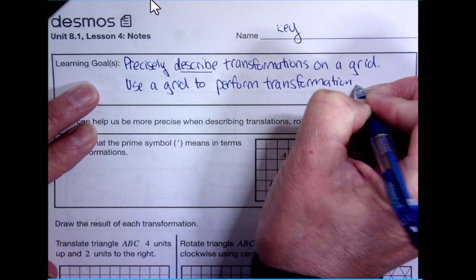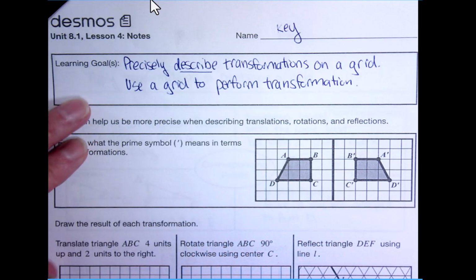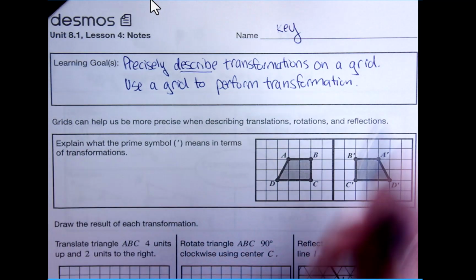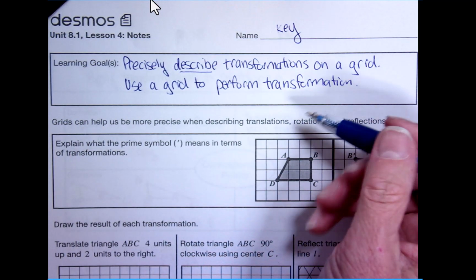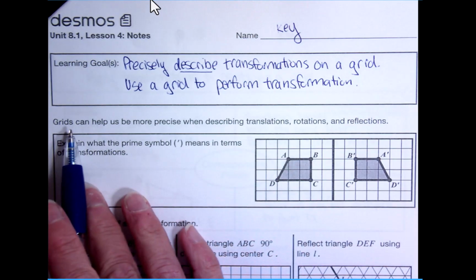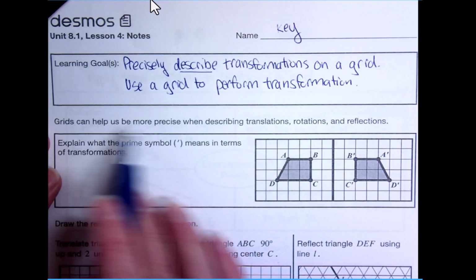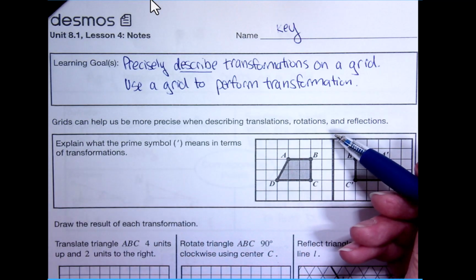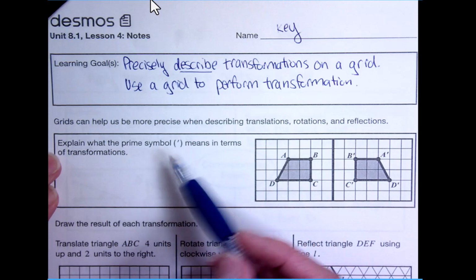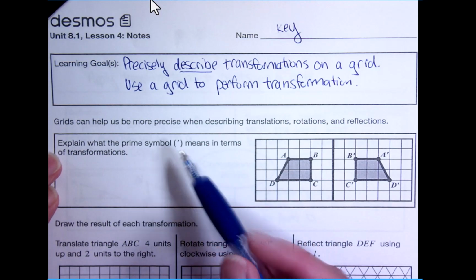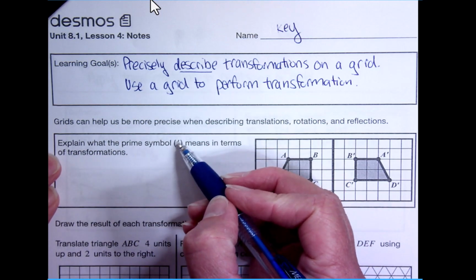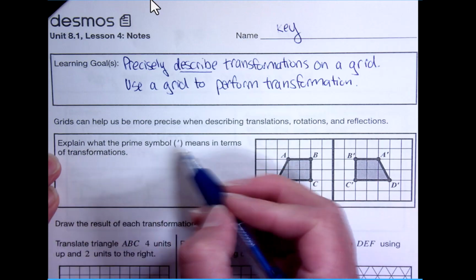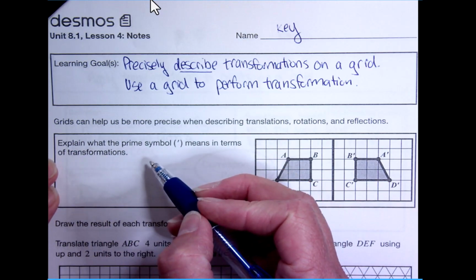These skills are a little more difficult and are going to take some more practice before the next assessment. But we are working with grids today. Grids can help us to be more precise when describing those translations, rotations, and reflections. And something we need to introduce is this prime symbol. It looks like an apostrophe.